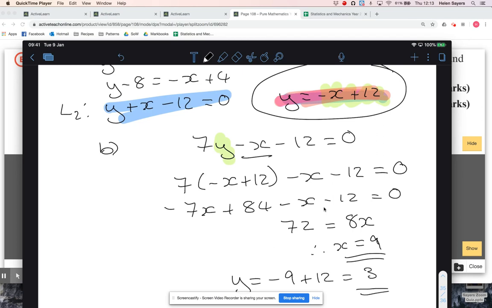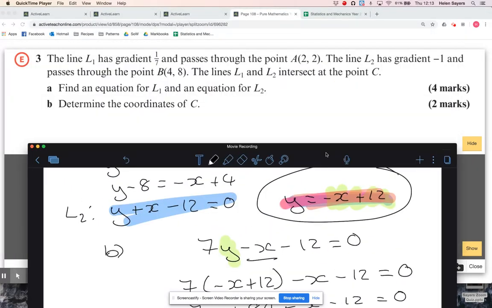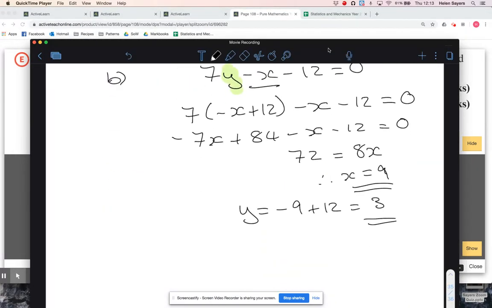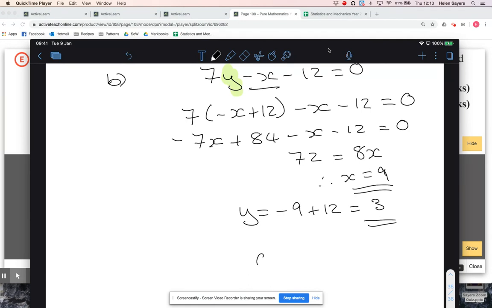And then I think it's the coordinates, didn't it? Yeah, so just be careful. If it asks for coordinates, obviously I've done all the calculations, but you should just give it as coordinates.